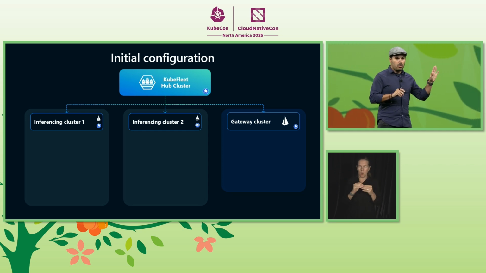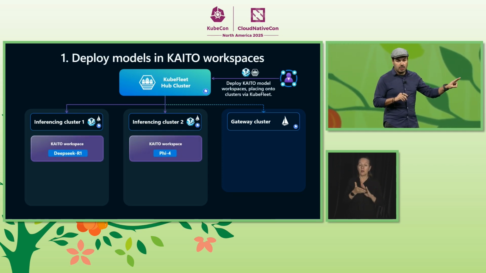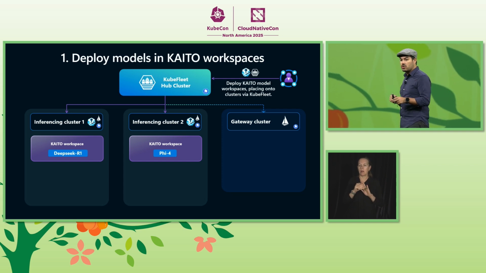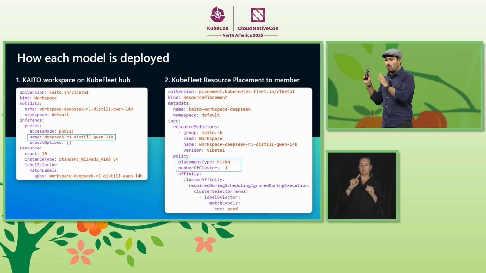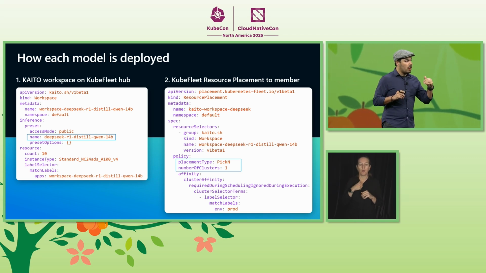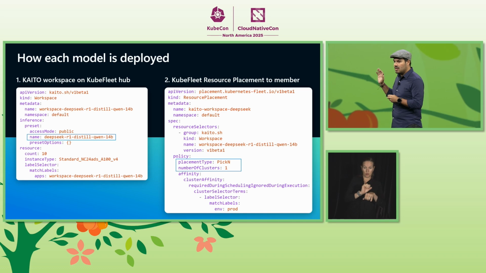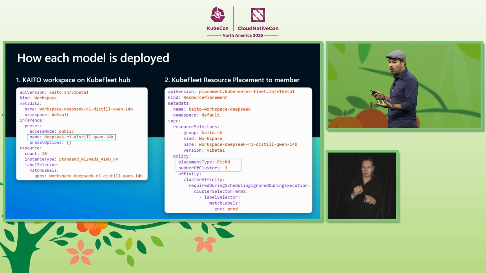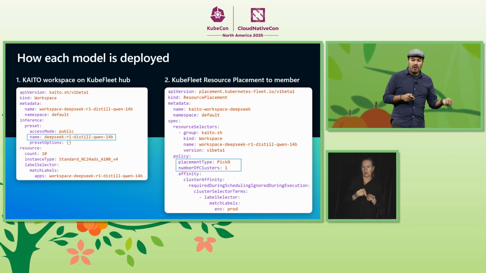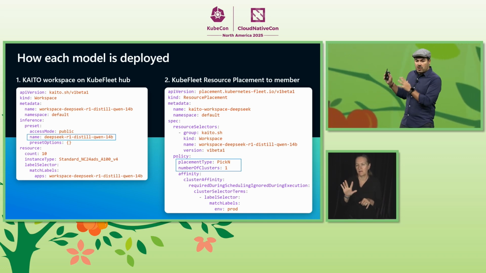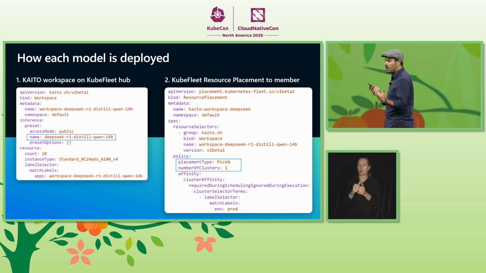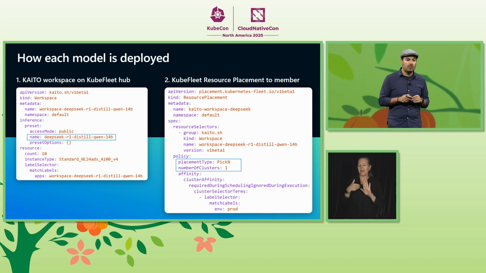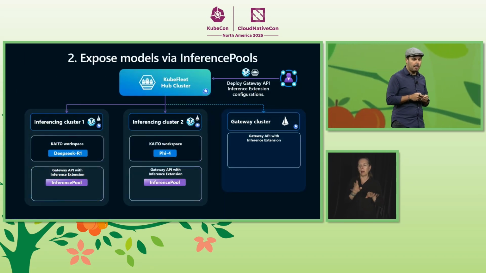The first 2, we're going to be running 2 different inferencing models. We're going to leverage KAITO to deploy DeepSeek and Phi-4. We do this with the aforementioned workspace concept. So on your screen, you can see that DeepSeek in that blue box is what we're going to be deploying, and the similar thing we're going to be doing for Phi-4. And then on the resource placement that you see there, you're going to be able to see that we're picking a cluster that has the production label. So both of our inferencing clusters have that label. Fleet's going to take care of picking the right one and giving it for us.